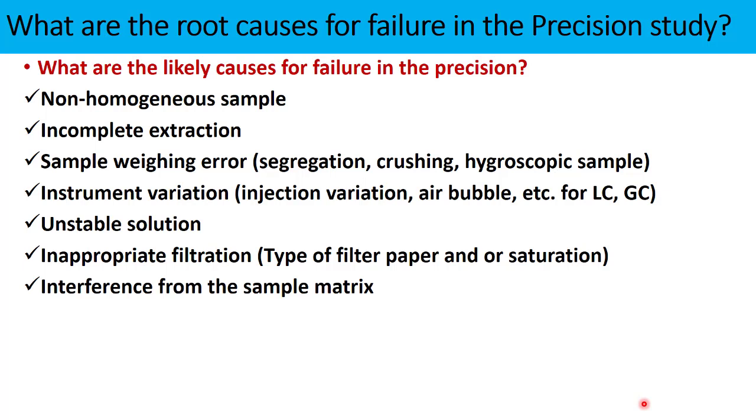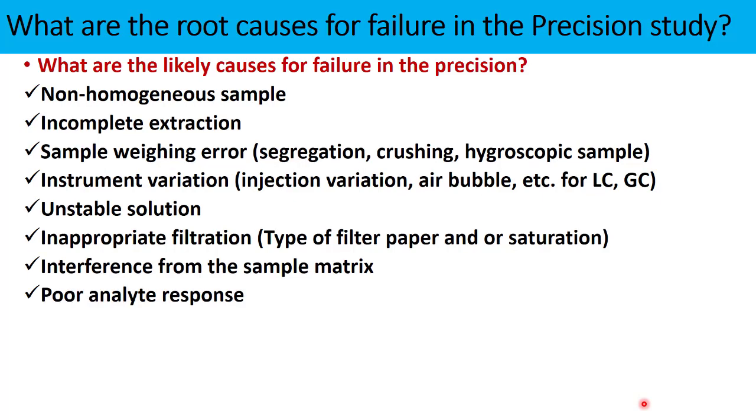Then the next root cause can be the interference from the sample matrix itself. Now this is very much a fundamental need of an analytical method, that it must be selective or specific in nature. In case there is a sample matrix available, that sample matrix should not interfere in the quantification of the analyte. So if there is a sample matrix which interferes with your analyte, then certainly that response is not going to be consistent, isn't it? And because of that, you can certainly have the imprecise testing result. So please check the specificity of a test procedure before you comment on the root cause for the precision failure.